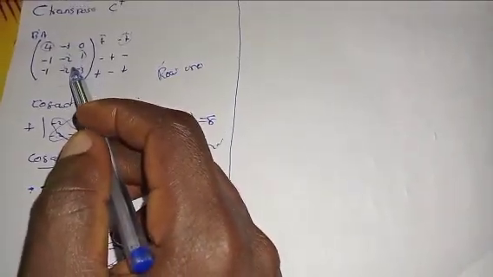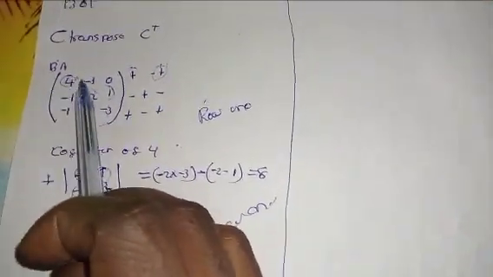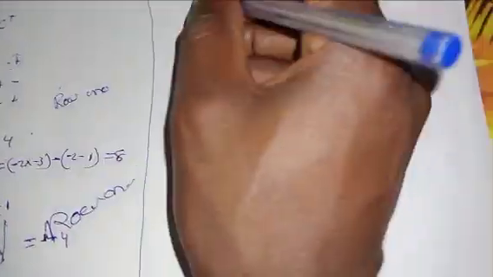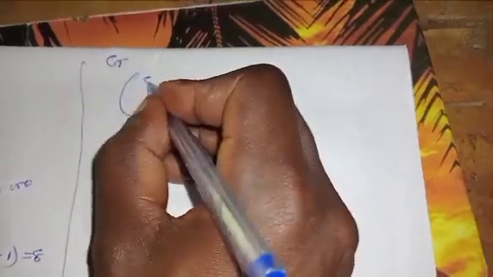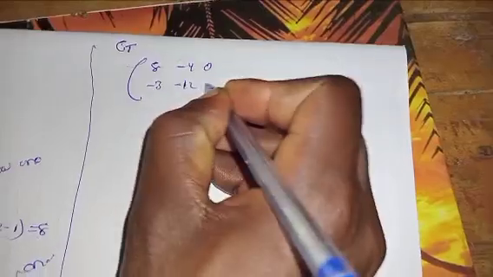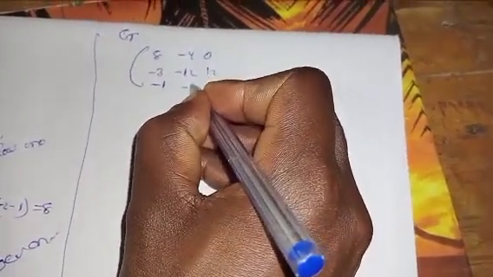After doing the same to row 2 and row 3, so if here we got 8, here we get negative 4, here we got 0. So you replace this with their cofactors. After replacing and calculating all, we'll come up with something like this. So C transpose is equals to 8, negative 4, 0, negative 3, negative 12, 12, negative 1, negative 4, negative 9.